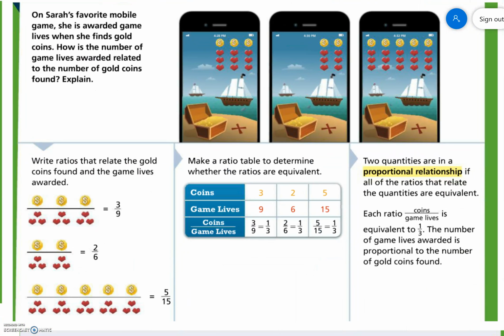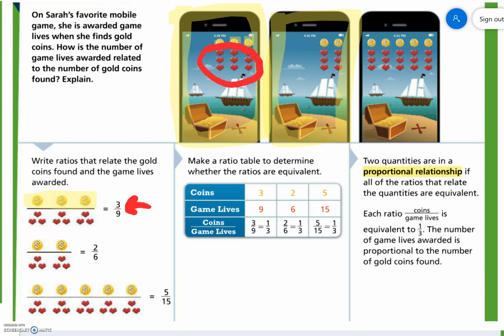Example 1. On Sarah's favorite mobile game, she's awarded game lives when she finds gold coins. How is the number of game lives awarded related to the number of gold coins found? Well, I'm looking at her 3 different screens here. On this first screen, she has 3 gold coins, 1, 2, 3. They show that here, 3 gold coins and 9 hearts, 9 lives. So that gives me 3/9. On the second screen, she has 2 gold coins and 6 red hearts, which gives me 2 out of 6. And on the last screen, she has 5 gold coins and 15 red hearts.